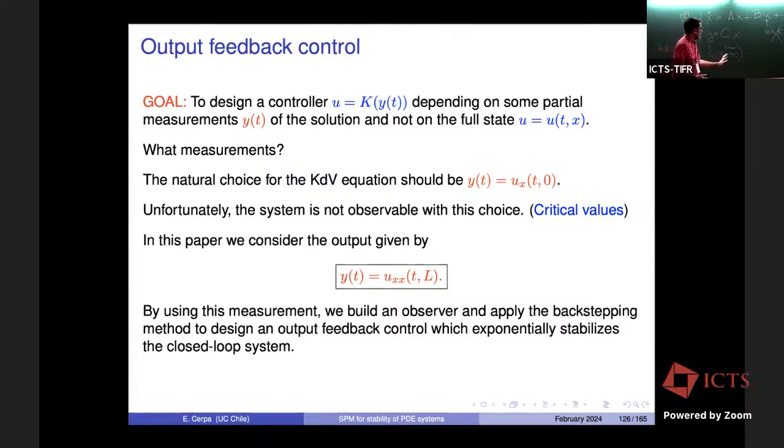And in fact, what you have at your disposal in order to build this observer is y. So you can use this approach to first obtain an observer and then a whole system where your control depends on the state of the observer, and the state of the observer depends on your measurement y. So this is what we're doing here.